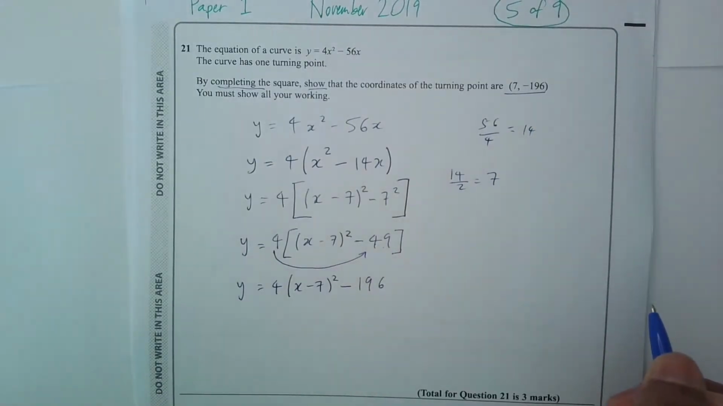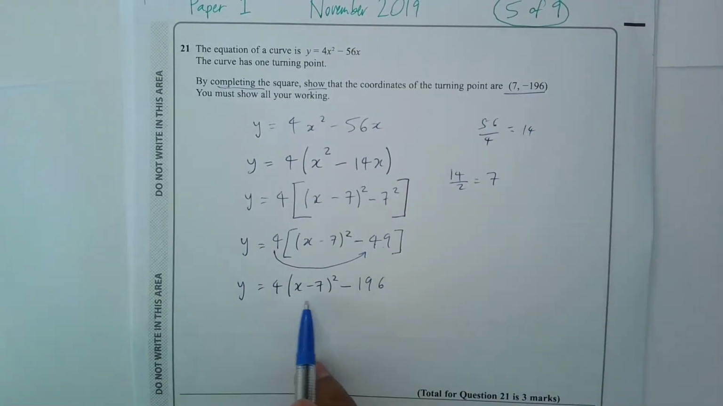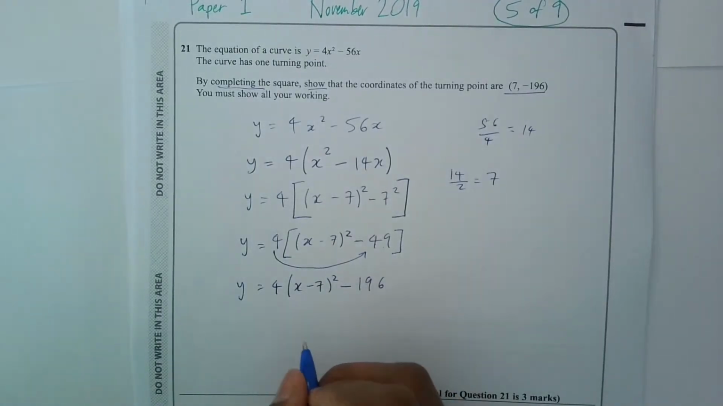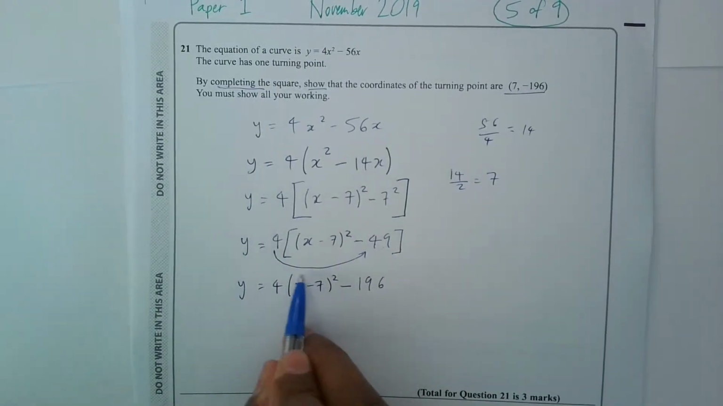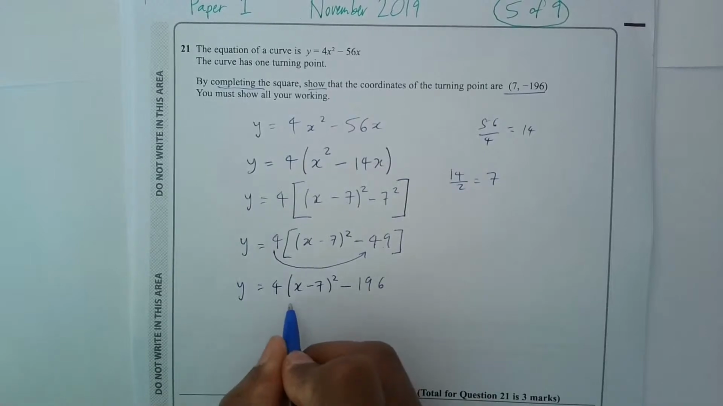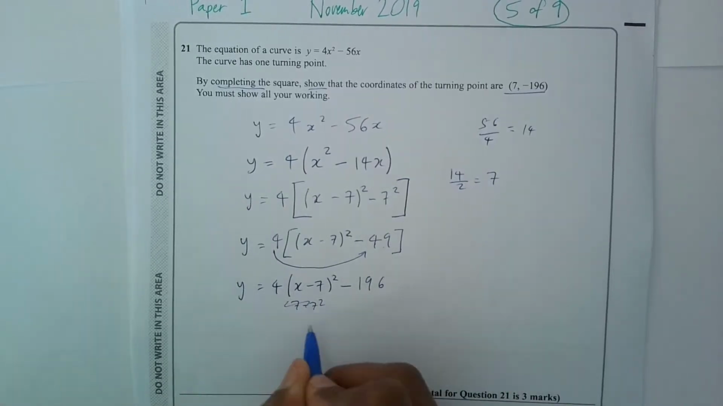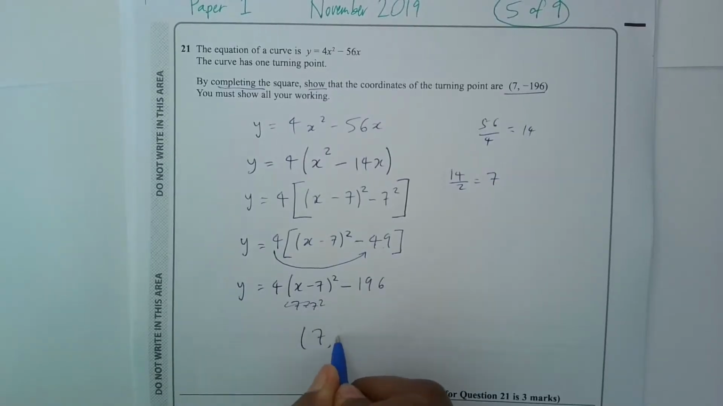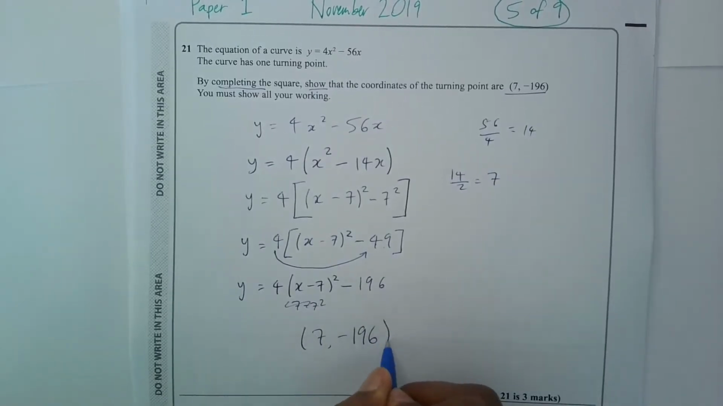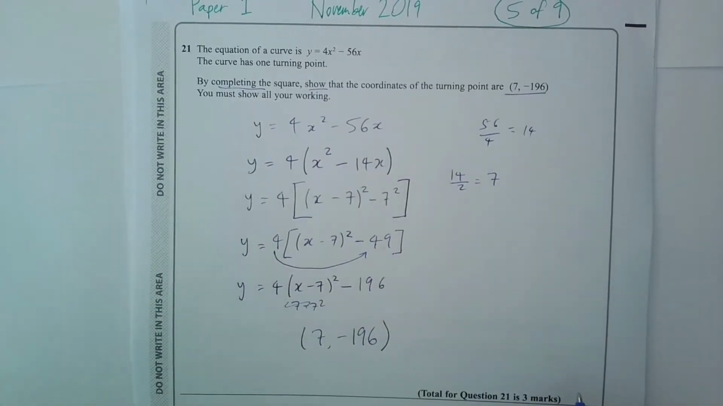Okay, and now you can see the turning point. What do I do to make this 0? So this must be 7. Minus 7 will give me 0, so this will disappear. And so 7, minus 196 is my turning point. And so I've done that.